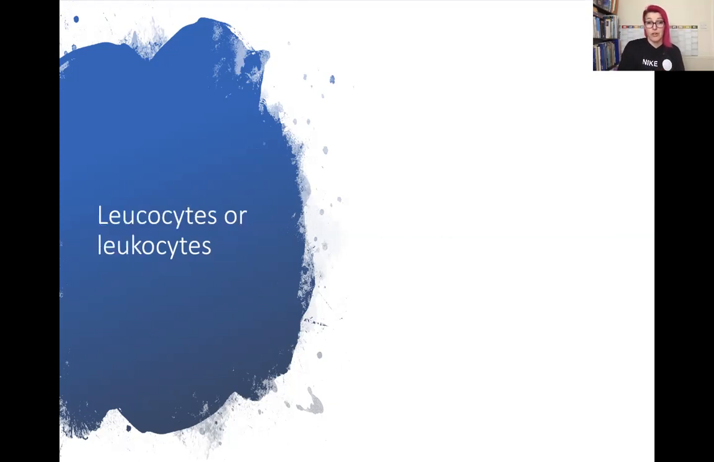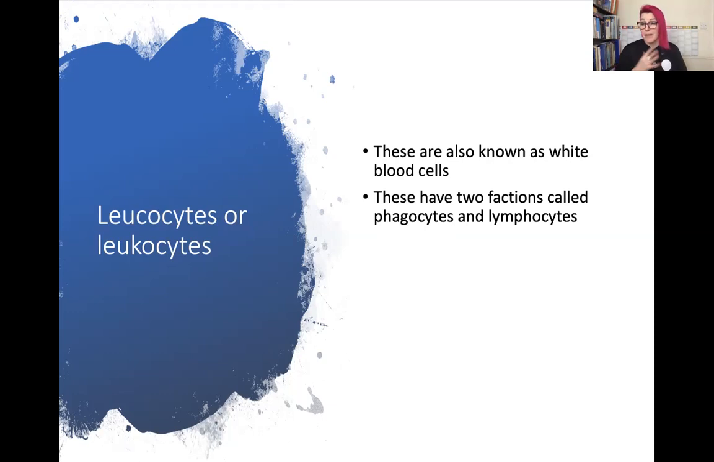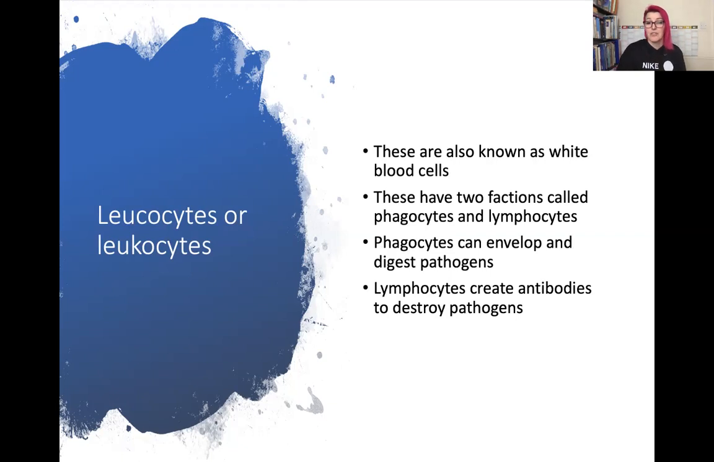Leukocytes, or leukocytes with a K, white blood cells. So we all know that the white blood cells are for fighting infection. That has 2 parts to it, phagocytes and lymphocytes. Don't really need to know that too much detail, but it's always good to know a little bit more. So the phagocytes kind of envelop, so they kind of go around the pathogens to kind of eat them up, and the lymphocytes create antibodies that destroy the pathogens. So they're kind of attacking the germs from 2 directions.